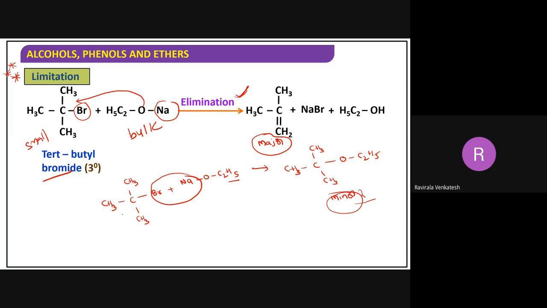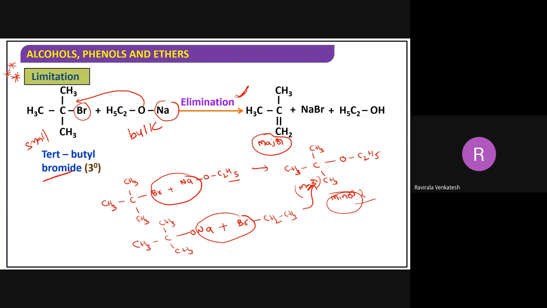So now how can you convert this one? Like this: (CH3)3C, and in place of bromine you write ONa, plus bromo CH2CH3. Now NaBr will be removed here. Now definitely you are going to get this product, and now it will be the major product.